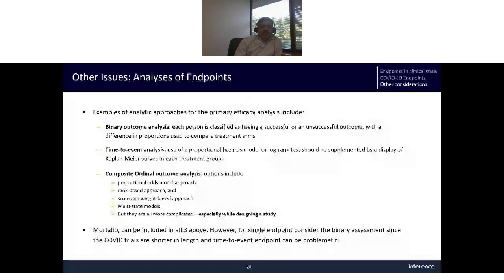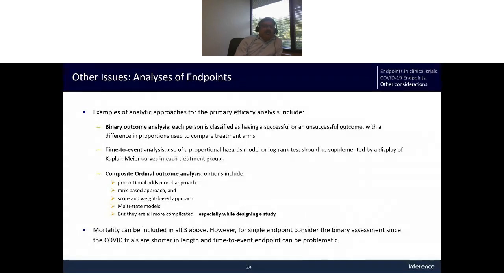Now, whatever you do, as I mentioned before, you have to make sure mortality is always captured, right? And mortality shows up in all three. If you look at mortality as a binary outcome, that's one thing, or time to death could be another, or it could be part of the ordinal outcome analysis where mortality is the worst condition, right?